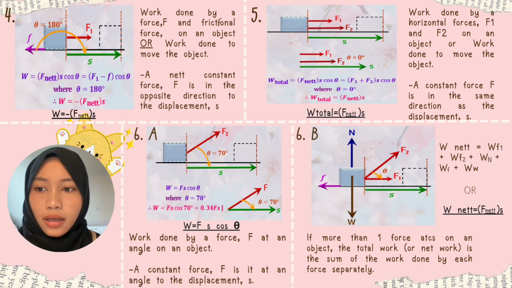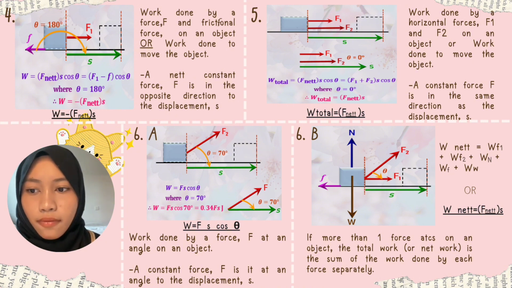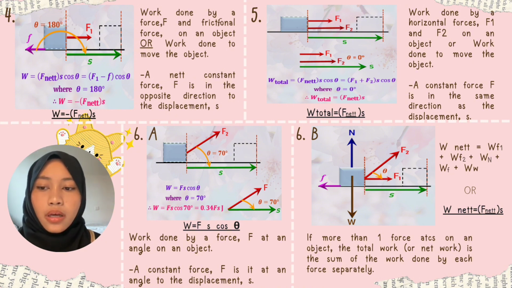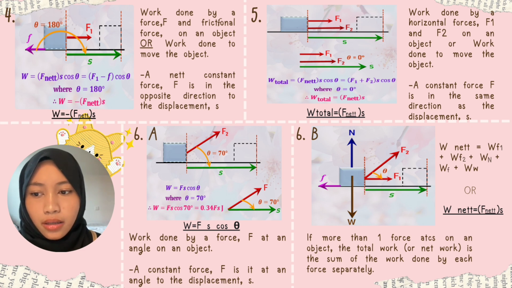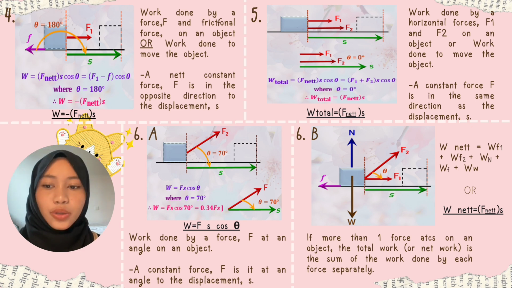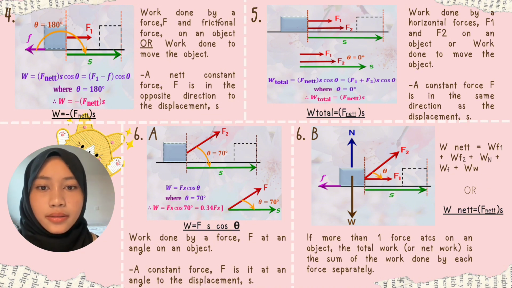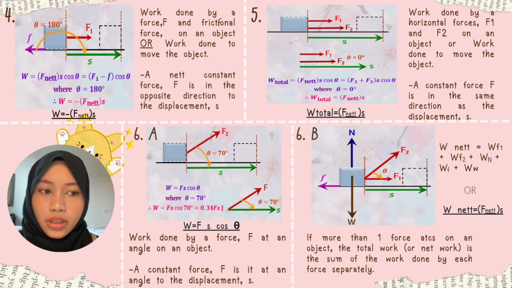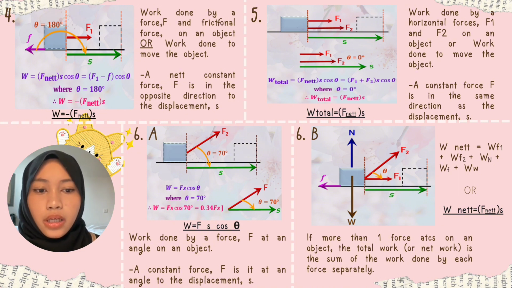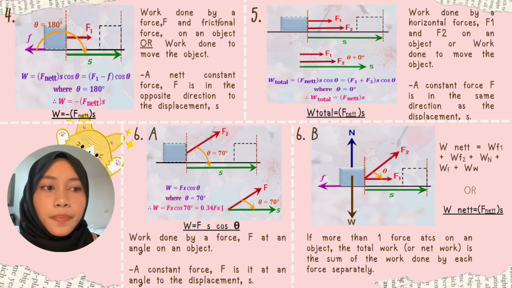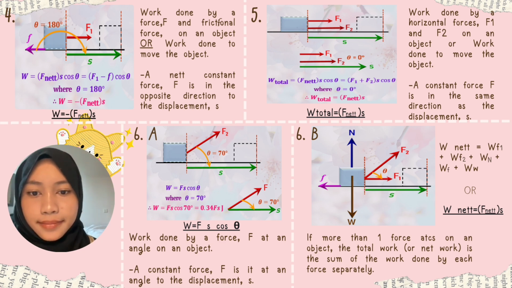Number 6a. Work done by a force F at an angle on the object. A constant force F is at an angle to the displacement. W equals Fs cos delta. Then number 6b. If more than one force acts on an object, the total work or net work is the sum of the work done by each force separately. The formula is W net equals F net s.